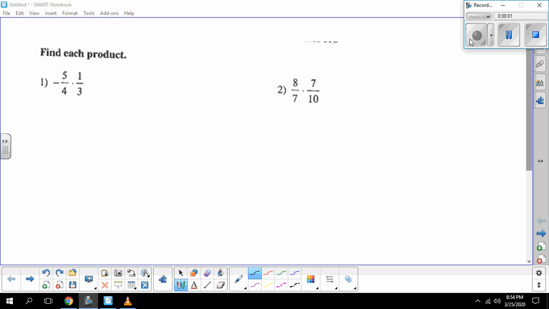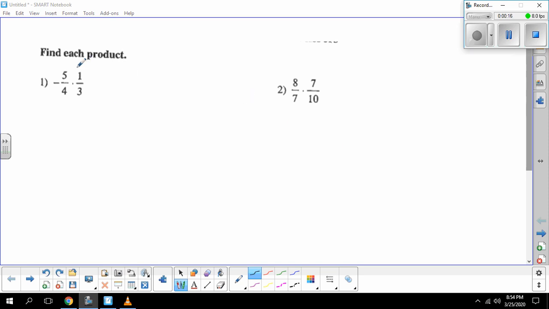In this video, we're going to find the product of fractions. So all that means is you're going to figure out what the answer is and you're going to multiply two fractions together. Okay, so this is just multiplication of fractions. And it's a pretty straightforward process. If you can multiply and divide, you should be able to do this.